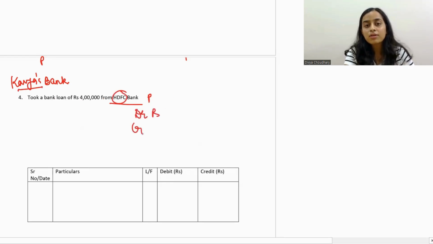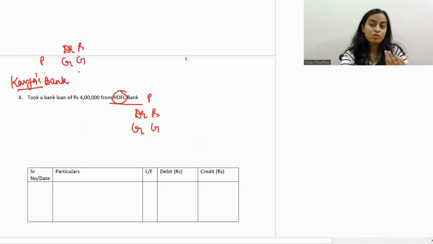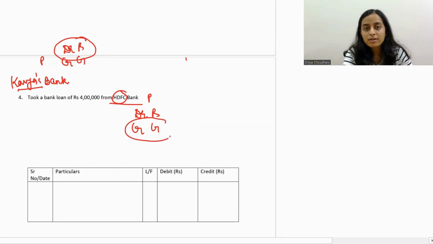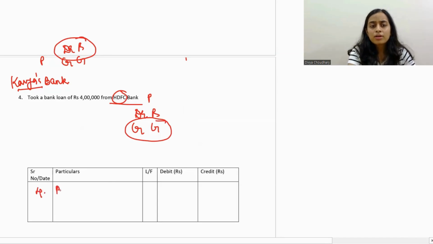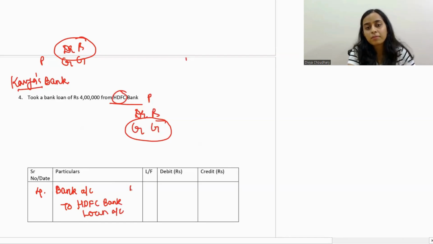Rule, debit the receiver, credit the giver. Here again, debit the receiver, credit the giver. Kavya's bank account, which is us, हमें पैसे मिल रहे हैं, तो हमारा bank account is the receiver. And HDFC is giving us. So that is our credit. But how will we write this? We'll write bank account debit. Credit में लिखते वक्त I will have to mention HDFC Bank loan account. You have to mention the word loan. Debit amount is 4 lakh and 4 lakh.